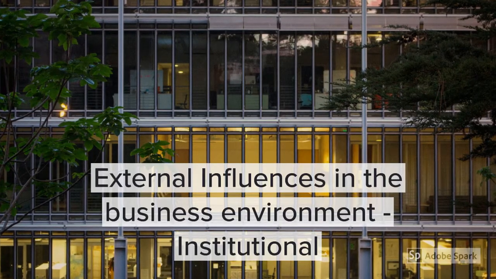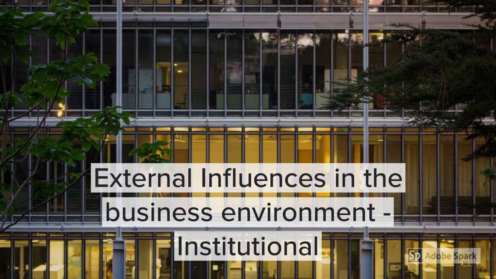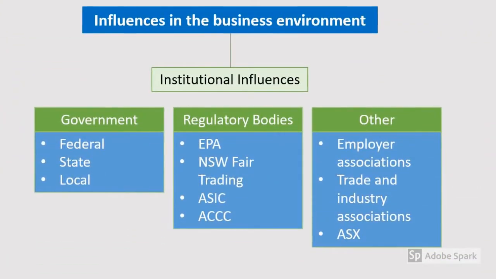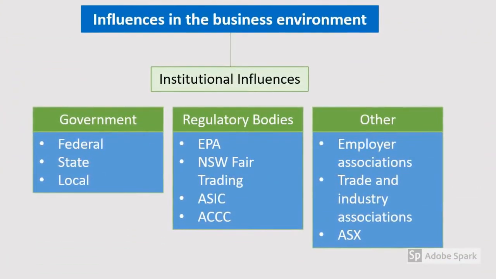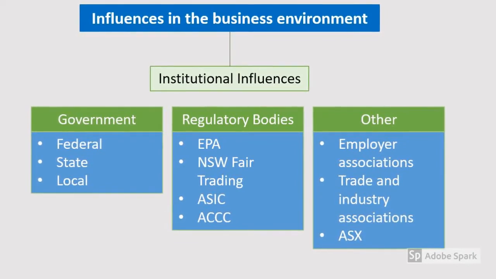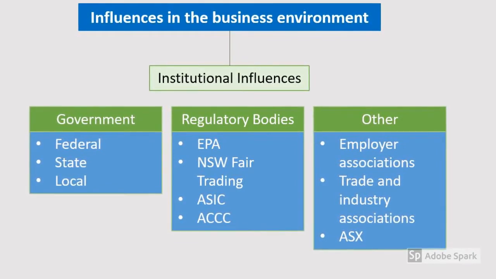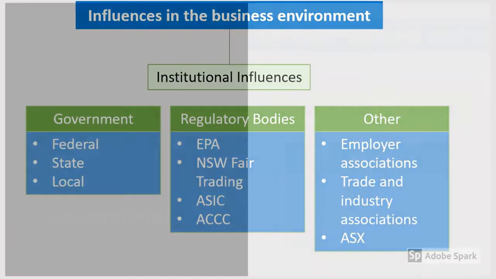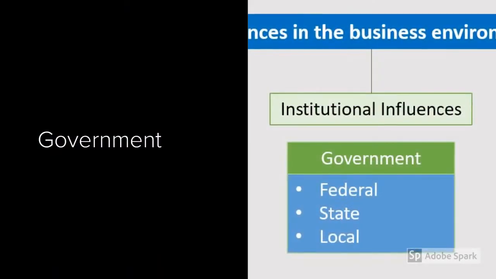In this video, we'll look at institutional factors as an external influence in the business environment. There are three main institutional influences on business. These include the government, regulatory bodies, other groups such as trade unions, employer associations, and the ASX. Australia has three levels of government: federal, state, and local.